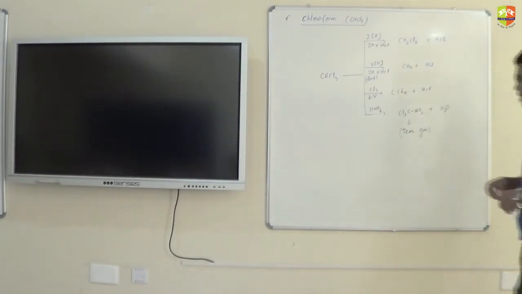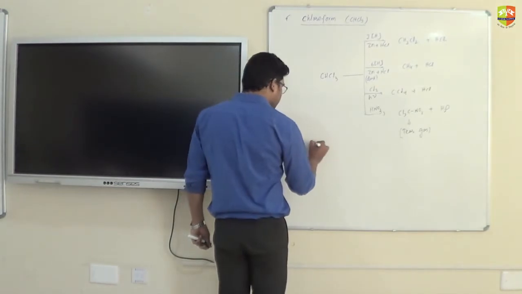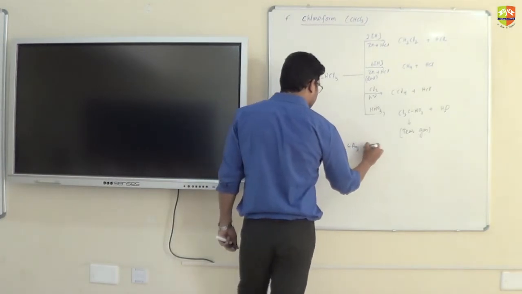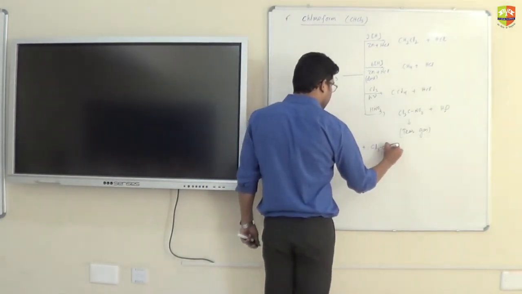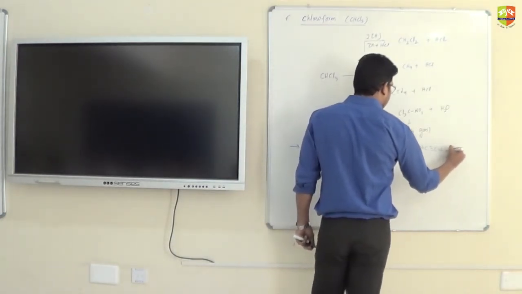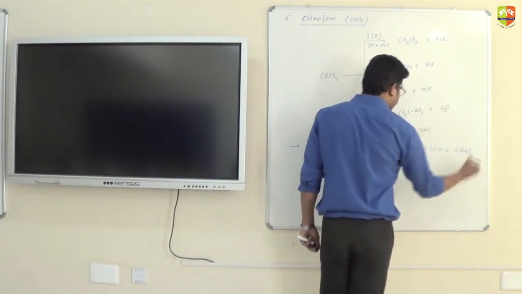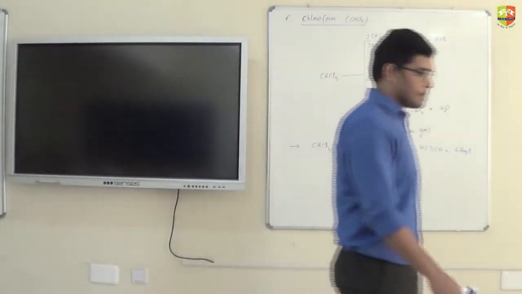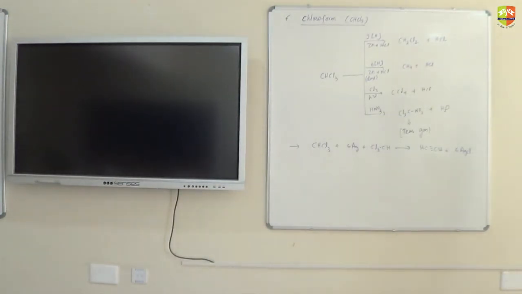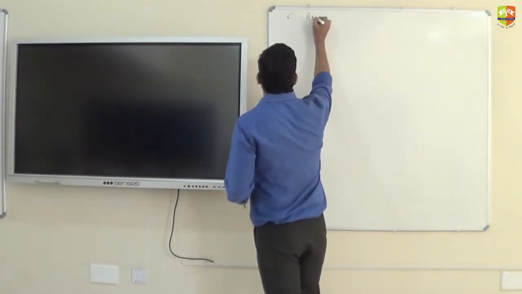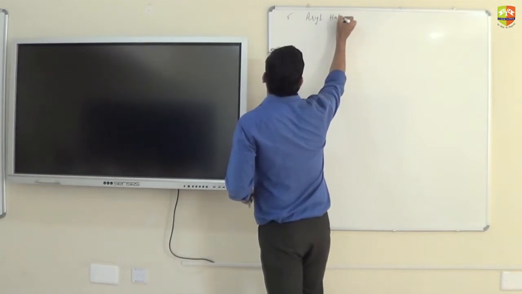One reaction is easy and you can understand it easily. The last one here: if you use 2 moles of chloroform with silver, this forms acetylene plus 6 moles of this. Finish the review. Let's write down aryl halide, the last part where we have aryl halide.